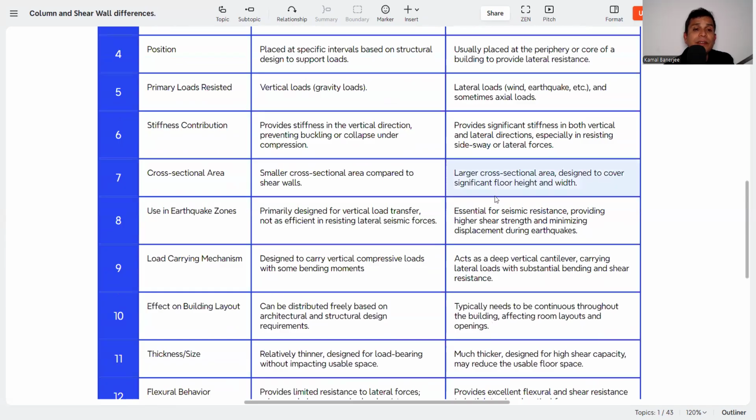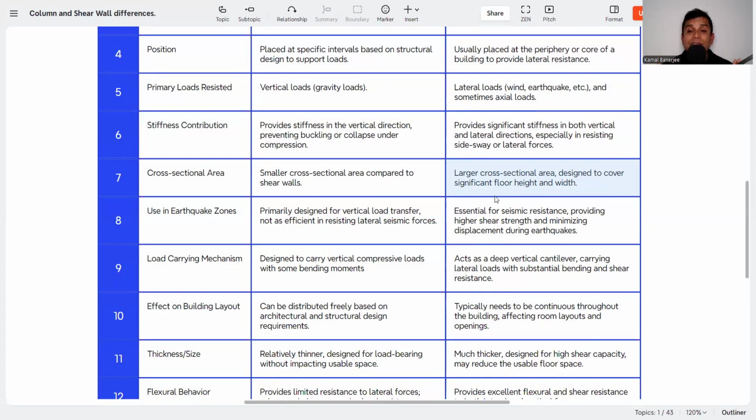Then stiffness condition. A column provides stiffness in the vertical direction, preventing buckling or collapse under compression. So what is the column doing? It is giving stiffness in the vertical direction, preventing buckling or collapse under the compression load. But on the other hand, the shear wall gives stiffness in both the vertical and lateral direction, especially in resisting side sway or lateral force.